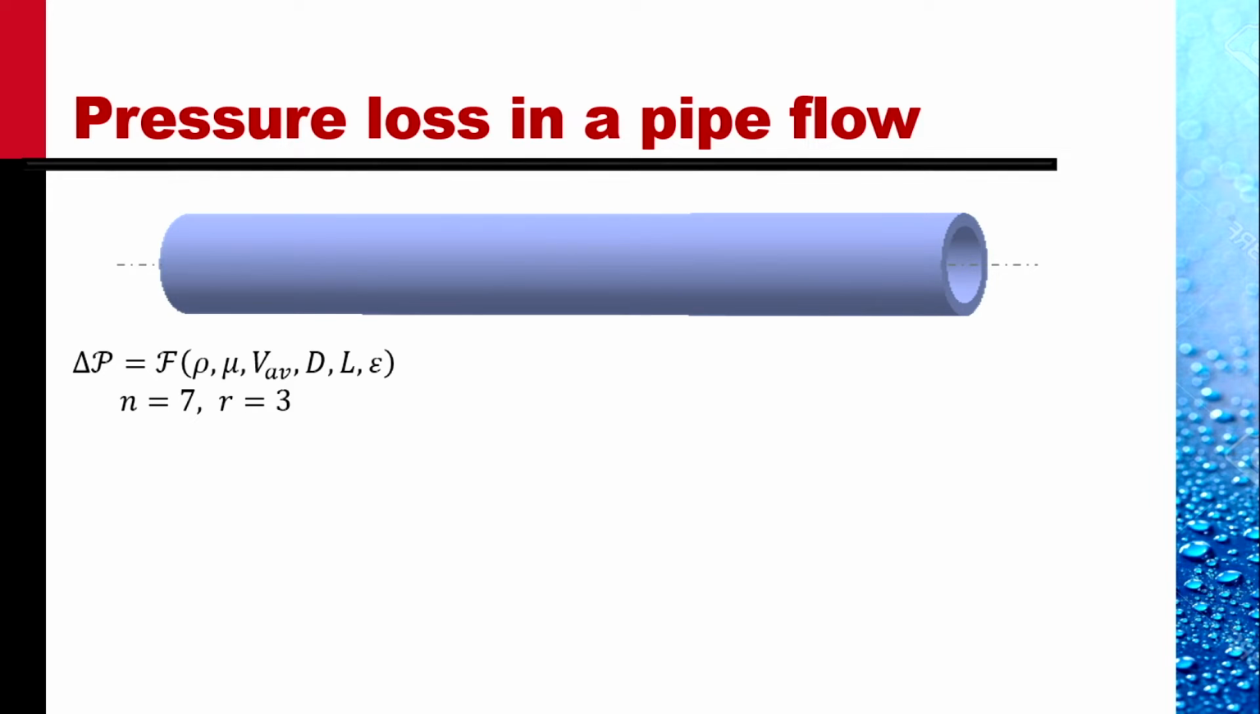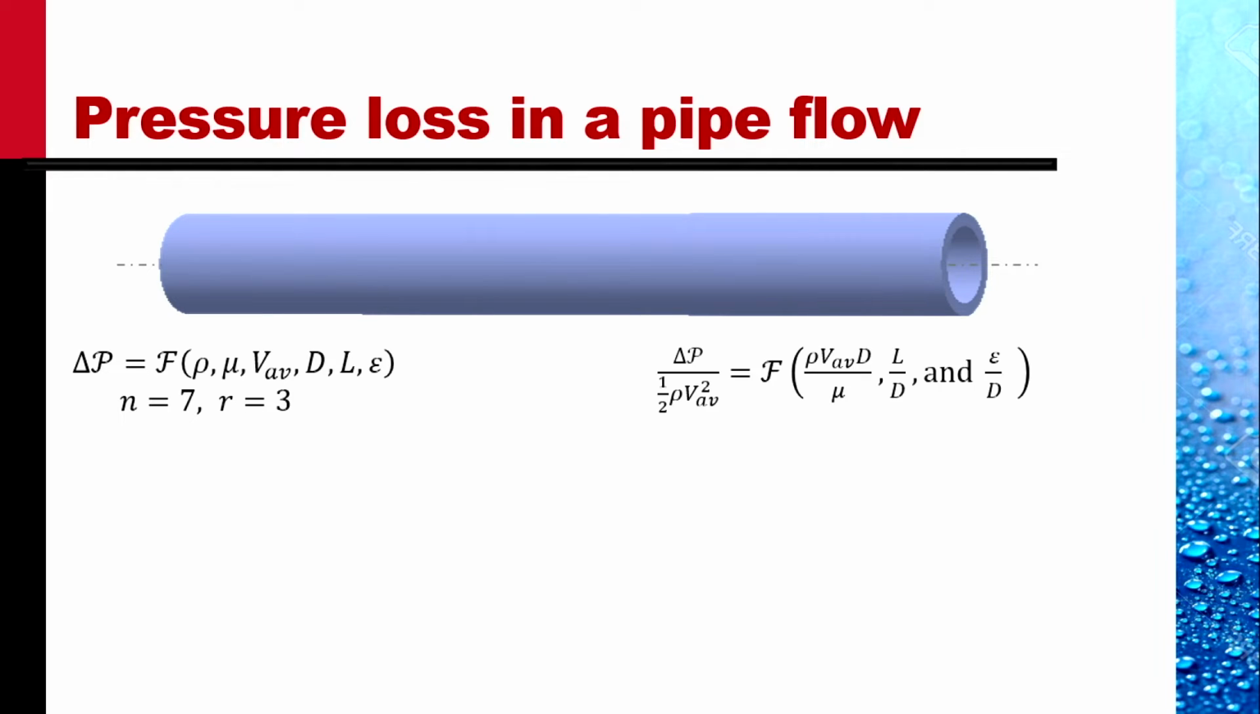Delta P, the pressure difference at the two ends, depends upon the density of the fluid, the viscosity of the fluid, the average velocity of the fluid through the pipe, the diameter D of the pipe, the length L of the pipe, and epsilon, a roughness parameter, typically the average height of roughness on the inside surface of the pipe. We see here the total number of parameters involved is 7, and if we work in the MLT system, the number of independent dimensions is 3.